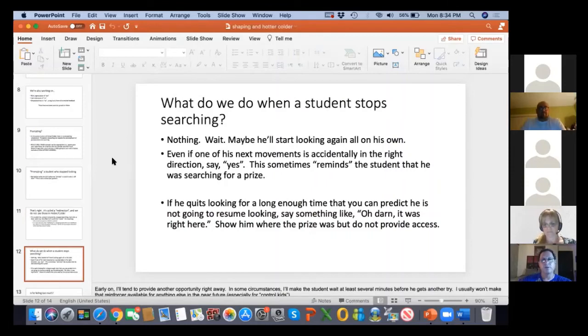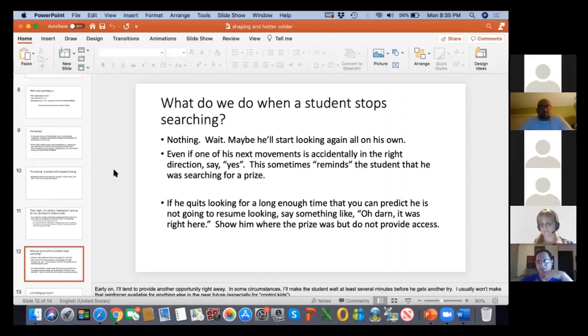Okay, so what do we do when a student stops searching? Nothing. The challenging part about some of our play and problem-solving instruction is we have to be more patient about waiting and giving a window of time for a kid to figure something out. Maybe he'll start looking on his own. Sometimes they do. Sometimes a kid will look like they're not looking for 5 or 10 seconds straight, and then they end up starting to look again. That's great.